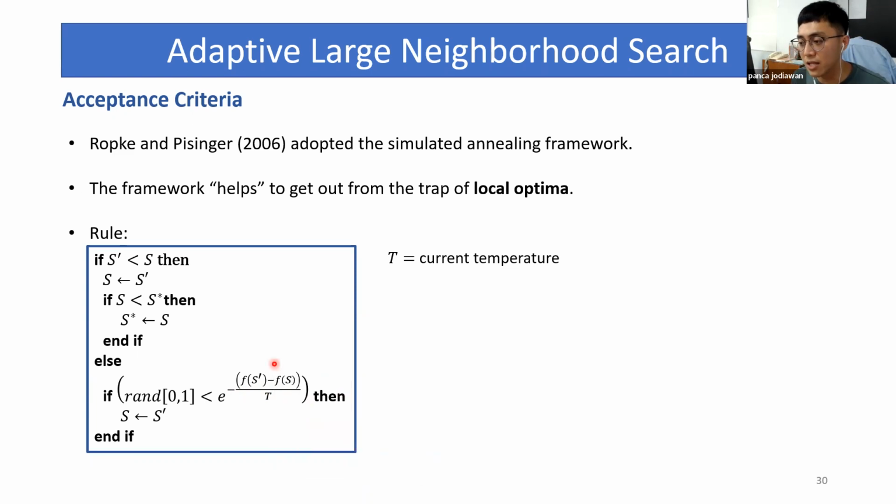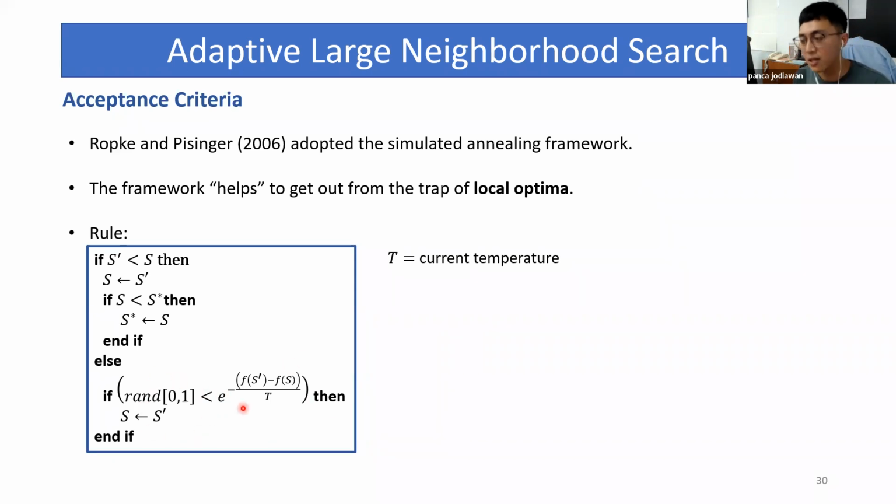This is merely a calculation, so you could use a calculator later. I will provide you an exercise to calculate it. Then if the generated random value is less than the calculated value on the right hand side, we will still accept the newly generated solution to replace the old solution, although the newly generated solution has a worse objective value. So that's the main point of simulated annealing. It will not directly reject the worse solution, but it will still consider the worse solution by this criteria.